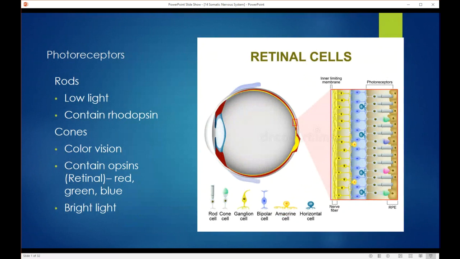So those retinal cells are going to be right in the back of the retina. And we have many different types of cells back there.